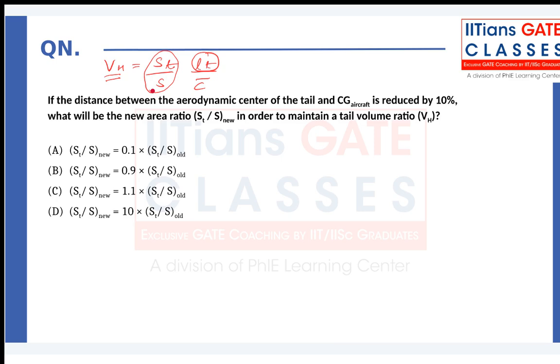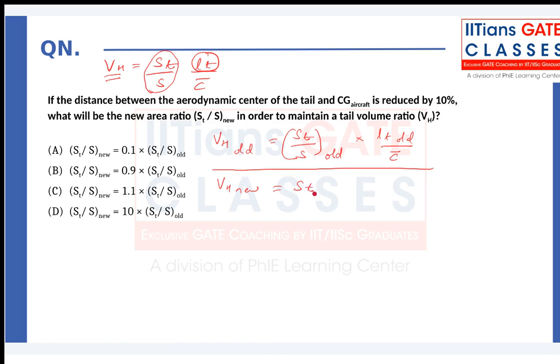Okay, so let's just try solving this together, okay? So this was your VH formula. So let's just say VH old is ST upon S old into LT old. C bar is the same, so let's just do it properly. And you have VH old and VH new are the same, right? So you have ST upon S new into LT new, correct? So now this VH is the same, LT is reduced by 10%, right? So VH old and VH new are the same.